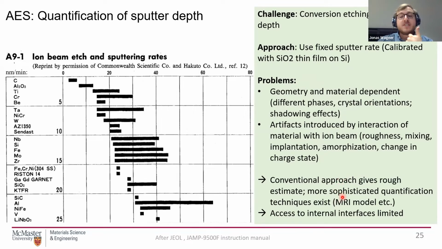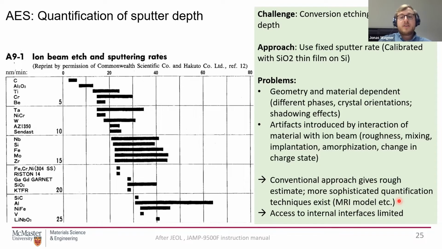There are very sophisticated quantification techniques that exist that first characterize the influence of the beam on all of those items separately, and then take it into account in one model, and then try to deconvolute the different contributions to finally get the true composition. So for example, if you're interested in that, you can look up the MRI model. It's very helpful, but it's also very sophisticated because you need to consult all those different techniques from Auger in order to set up your model.